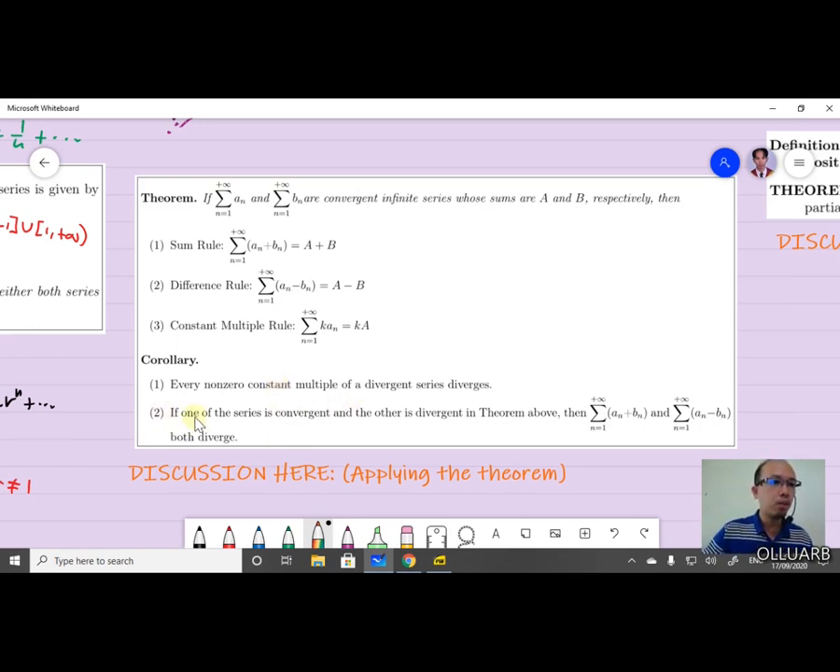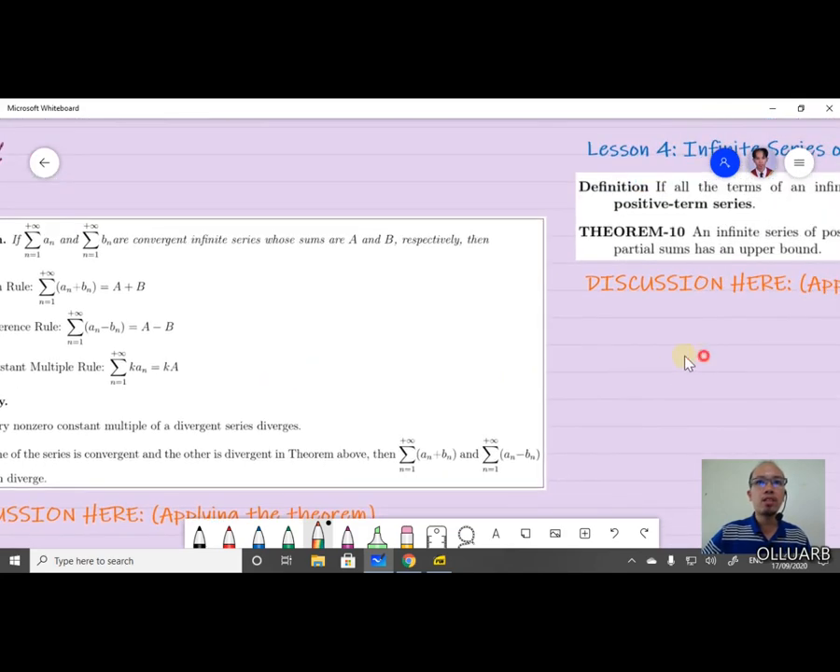So number two, if one of the series is convergent and the other is divergent in the theorem above, then the sum and the difference both diverge. Meaning to say that if the A sub n is convergent and B sub n is divergent, if you add them, then the series is divergent. If you get the difference, then it is divergent. So there's nothing more to explain in this theorem.